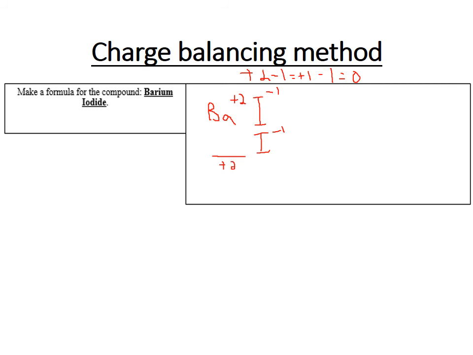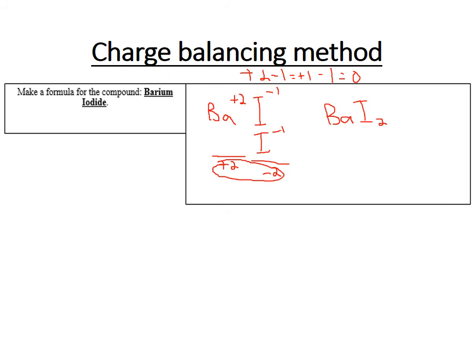So basically what you can do is tally up both sides. You can look at your metal ions, you have +2 overall, and you can look at your non-metal, you have -2 overall, and so that is going to be 0. So to do this, you needed 1 barium and 2 iodides.